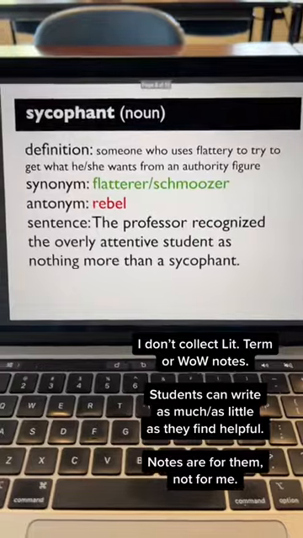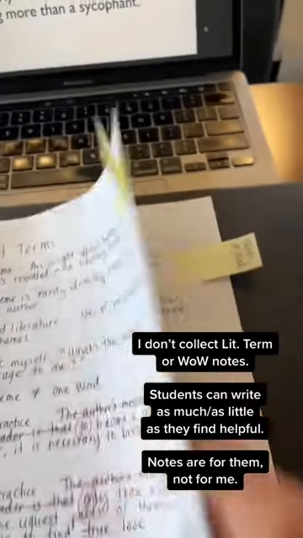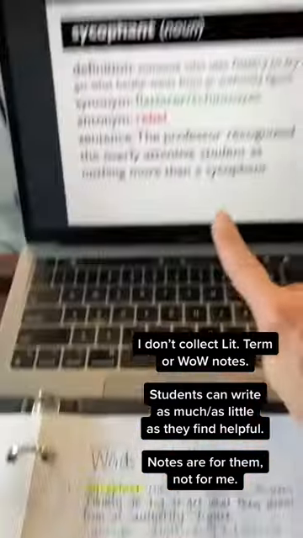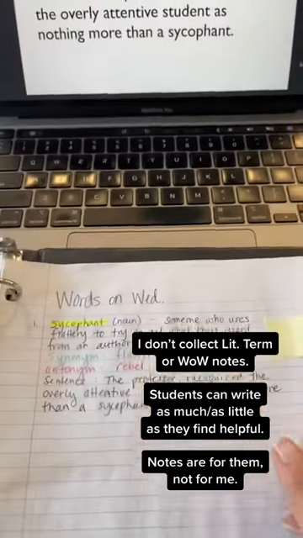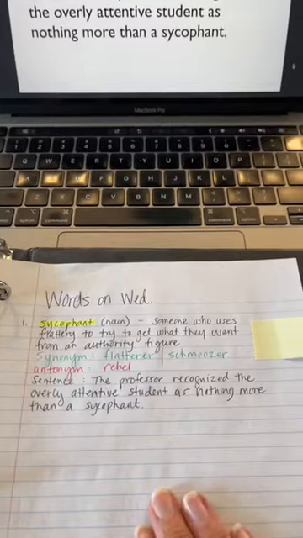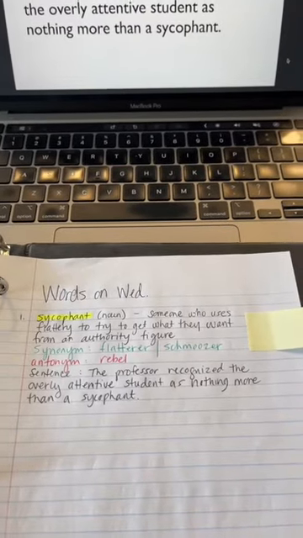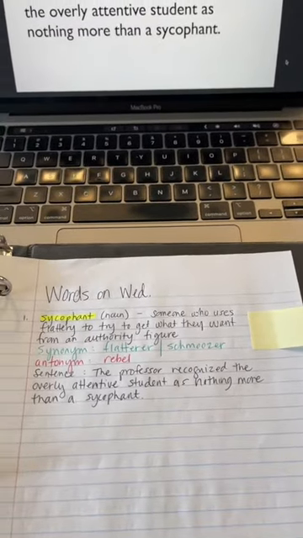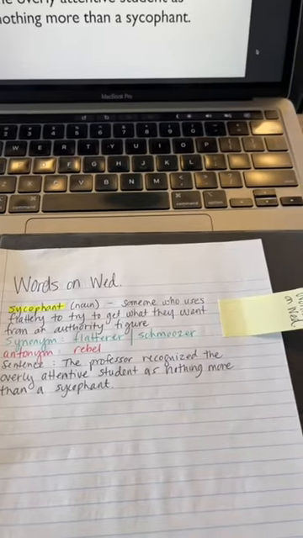And just like for Words on Wednesday vocabulary, SAT level vocabulary, these notes are for them. They're going to take notes on what we're talking about here. The accountability is quizzing on things like Lit Terms and Words on Wednesday. Also, our end of term final exam is very heavy on bell ringer content. So that's how I do it.